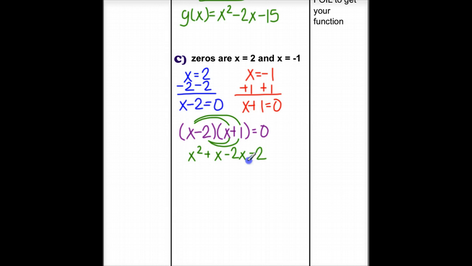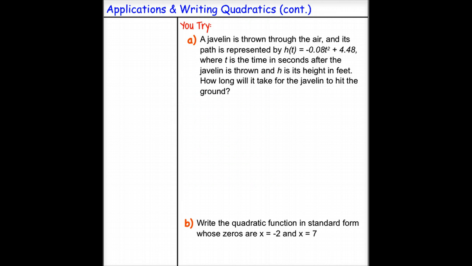So combining our like terms, we get a final quadratic function of g of x equal to x squared minus x minus 2. Your job now is to go ahead and try these two U-Try problems and bring your questions with you to class tomorrow.